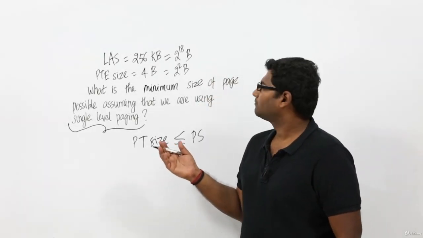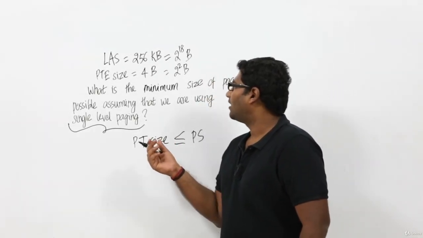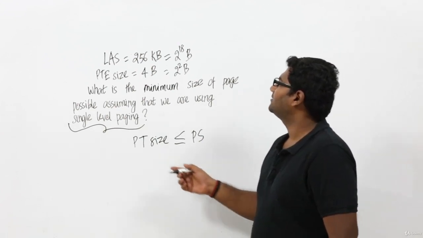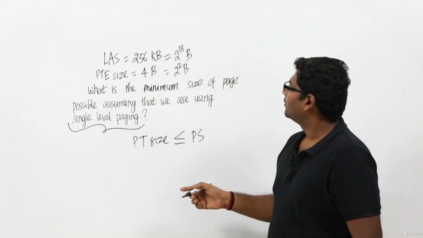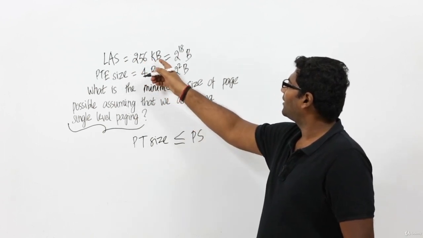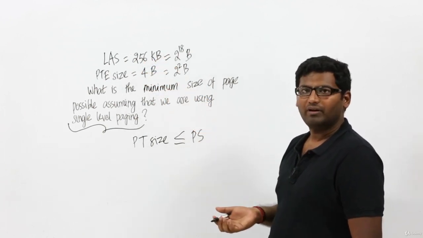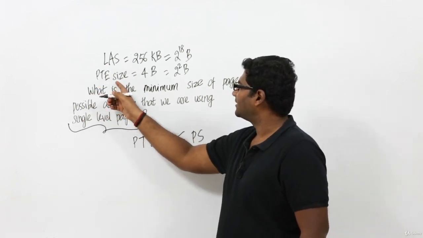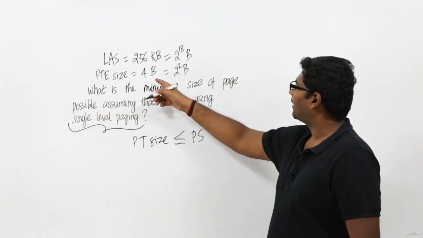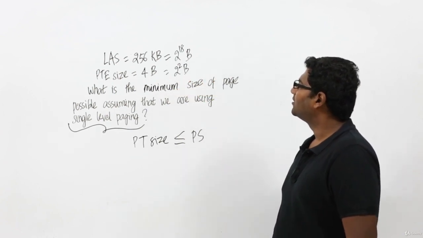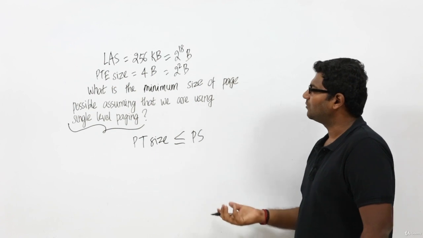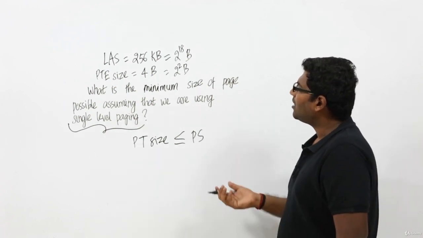Let's solve this problem. They have given that the logical address space is equal to 256 KB. Now I am converting this in terms of powers of 2: 2 power 8 into 2 power 10 bytes, which is nothing but 2 power 18 bytes. Also they have given the page table entry size, which is 4 bytes, and I'm writing it as 2 power 2 bytes.